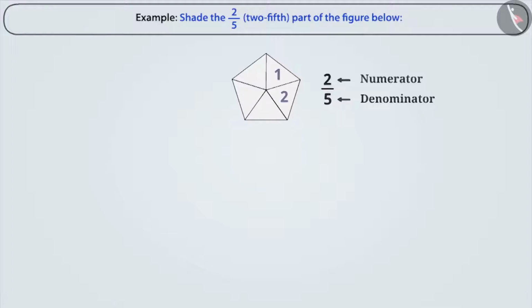You can see that this whole figure is divided into 5 equal parts. Therefore, to represent 2 by 5, we have to shade any 2 parts of these 5 parts. This could be done in several ways.